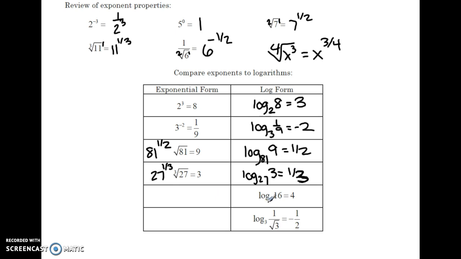All right. Now going the other direction. I need the base. The base is 2. Then I'm going to switch. So the exponent's now going to be 4 equals 16. Now when you do it this way, it should make sense. 2 to the 4th power is 16.